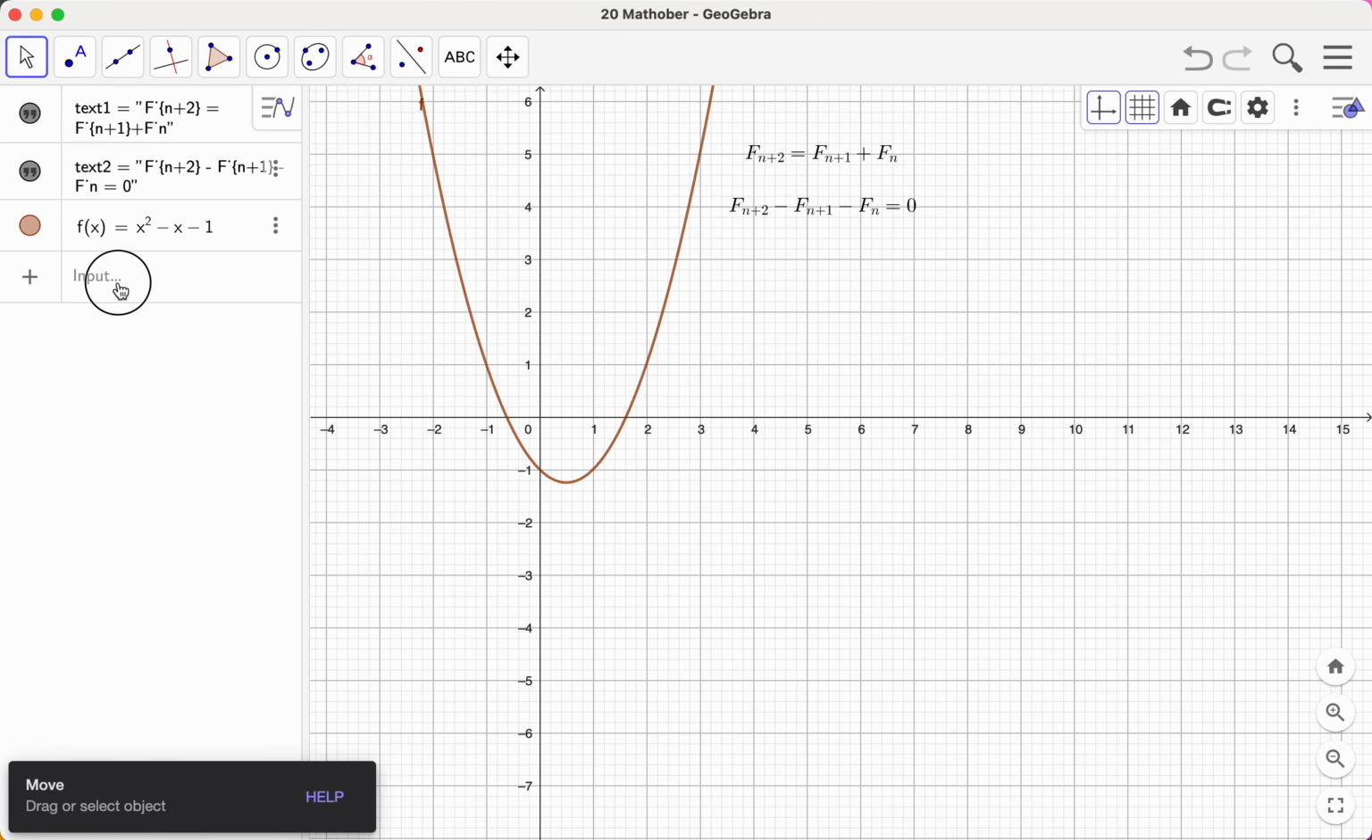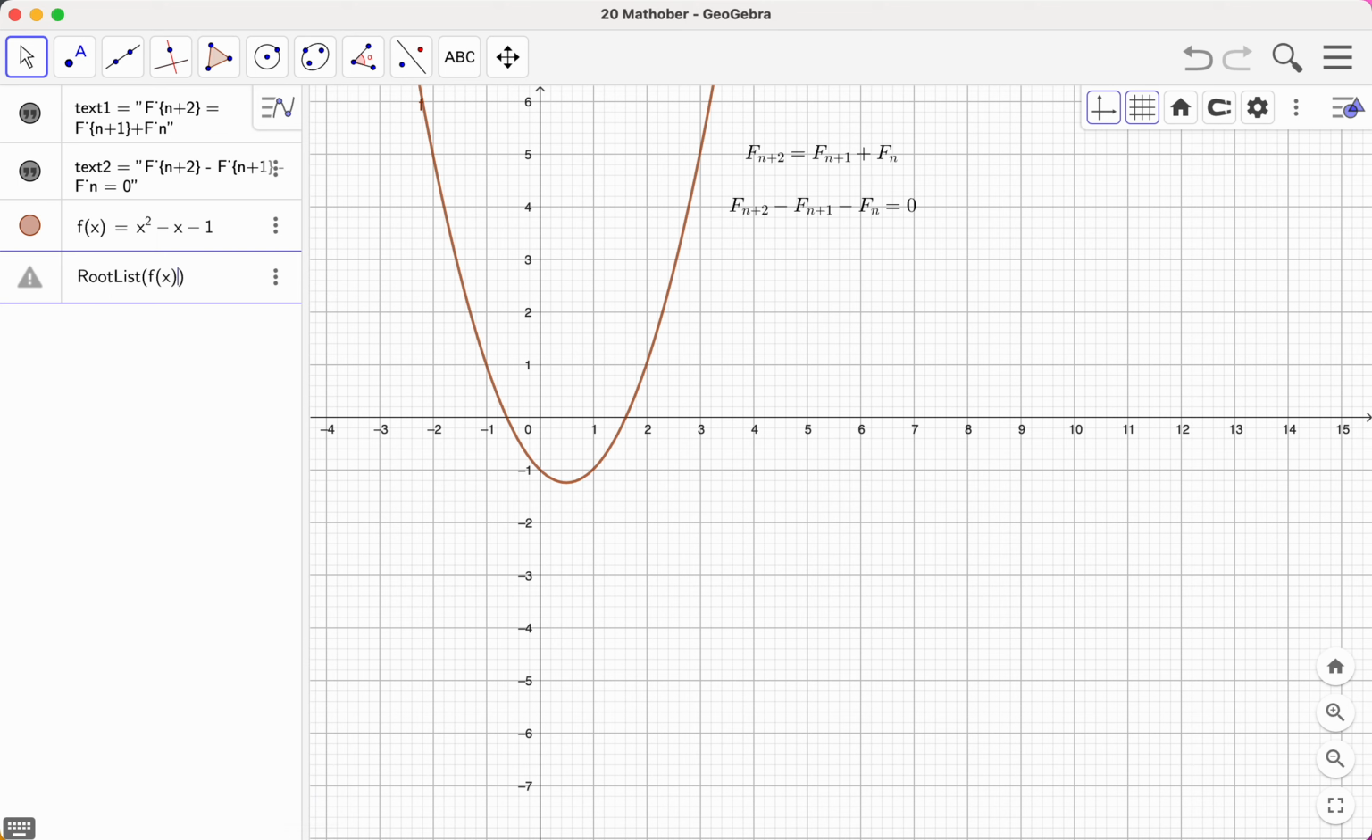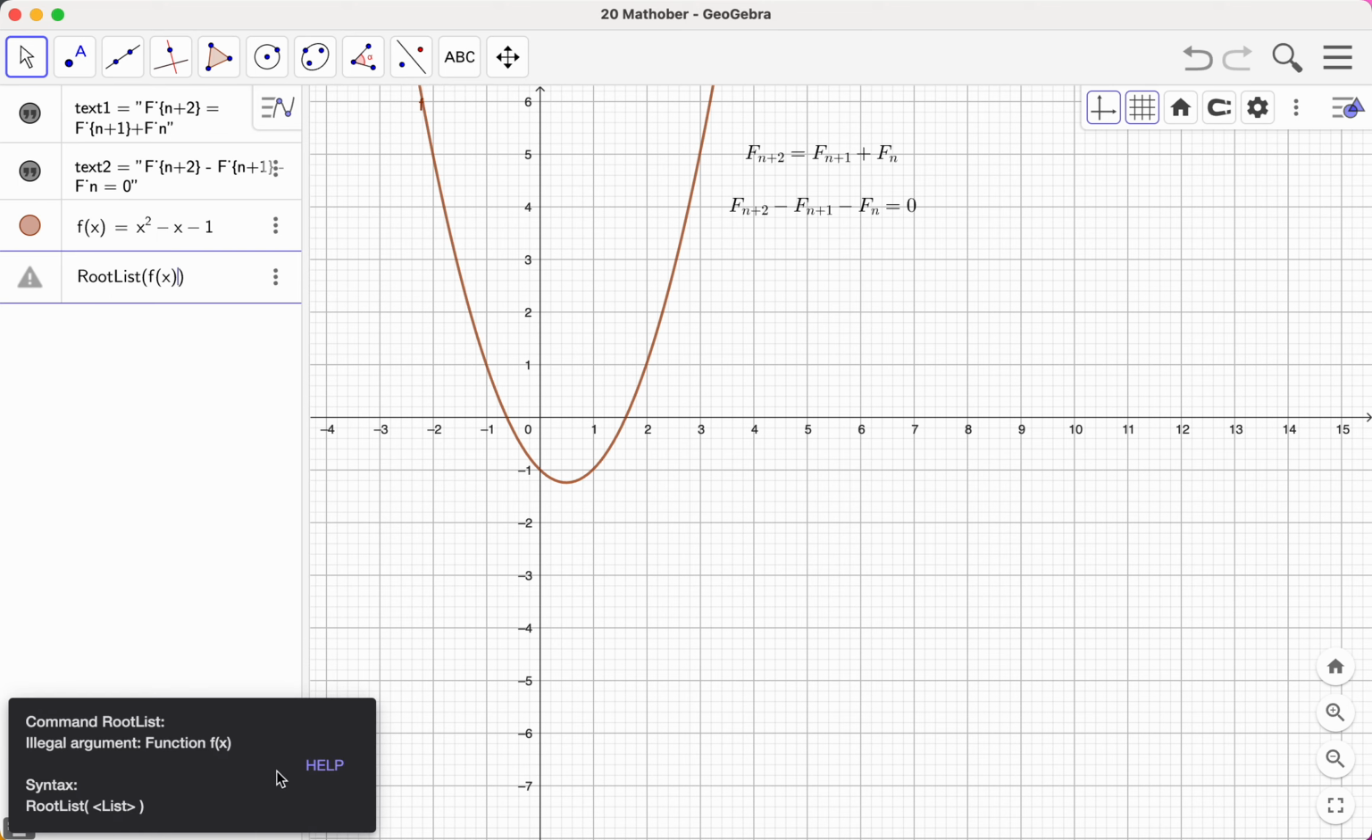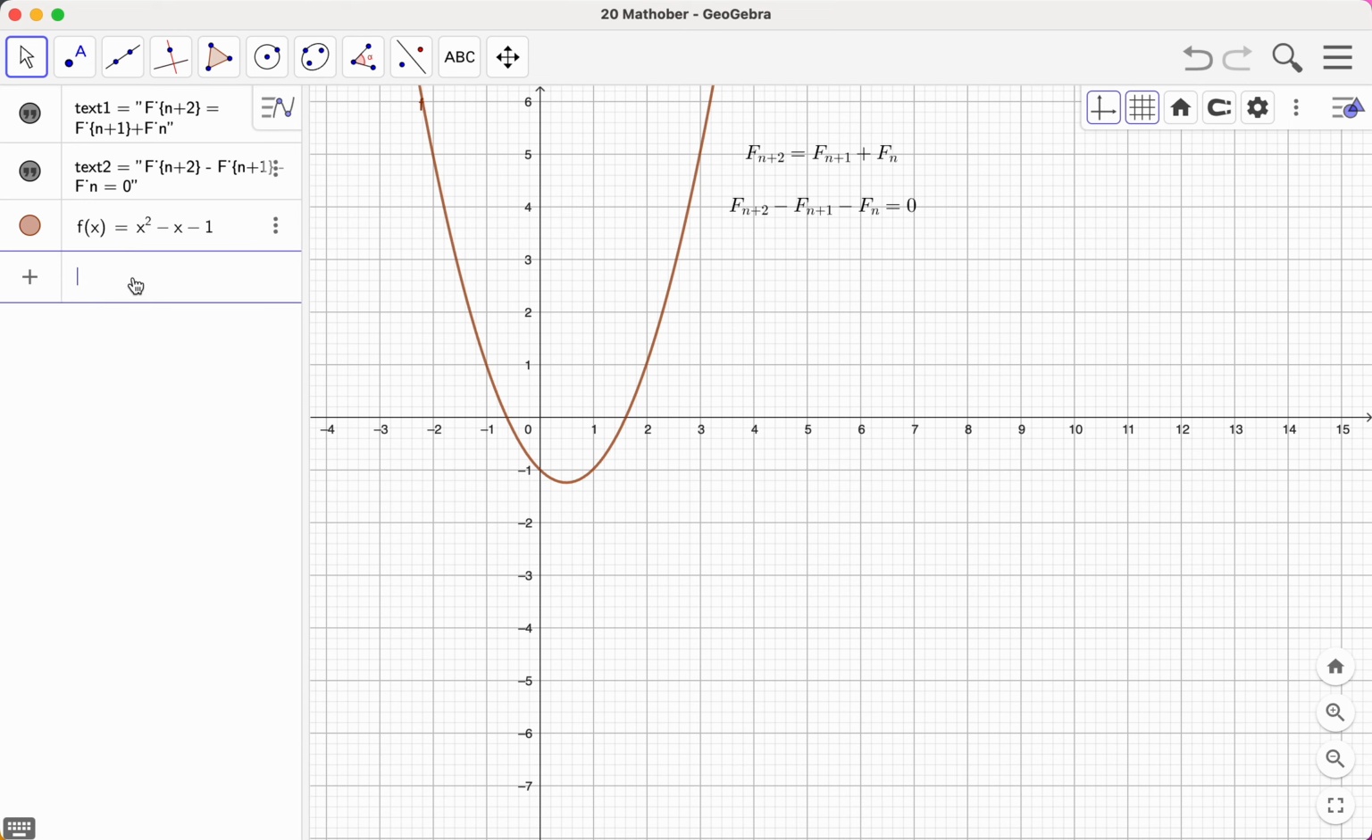But in fact, what you might be interested to know is if I find the root list of f of x, this will give me the points at which that crosses the axis. What do you want? Oh, you want a list. What does root list even mean? Is it not a list of the roots of a function?